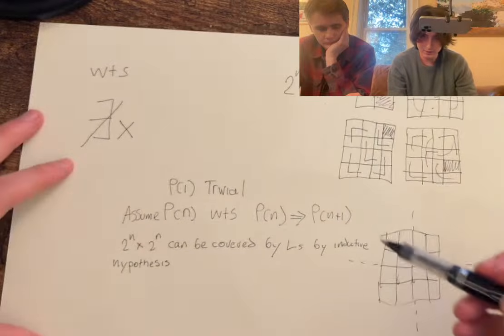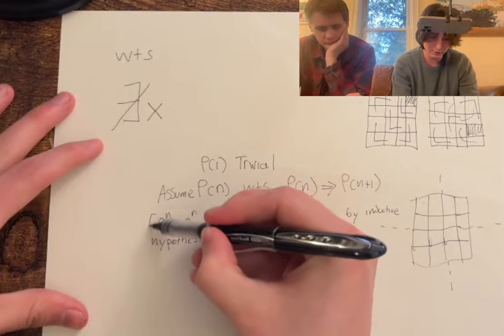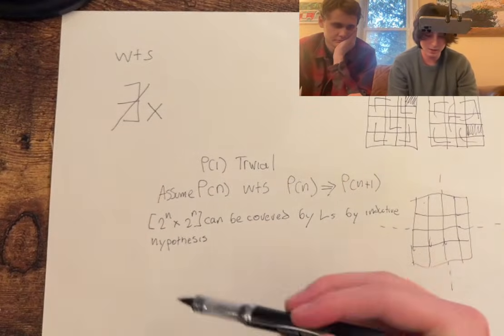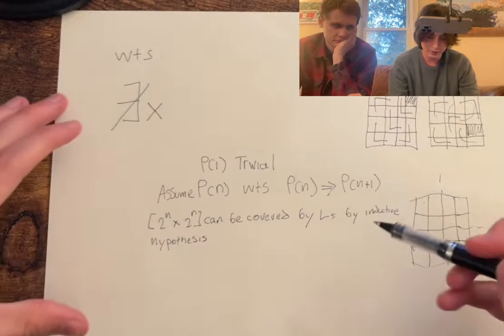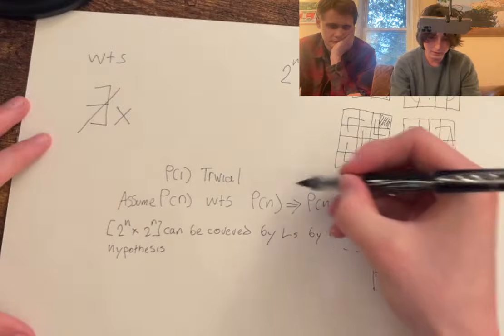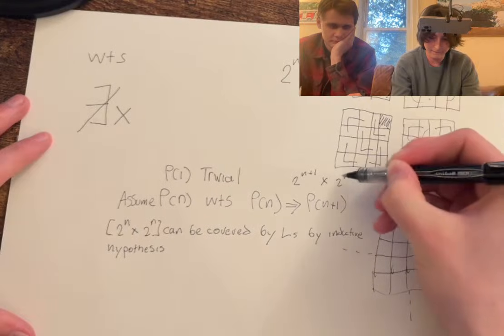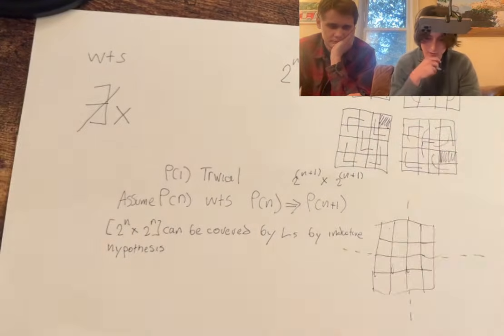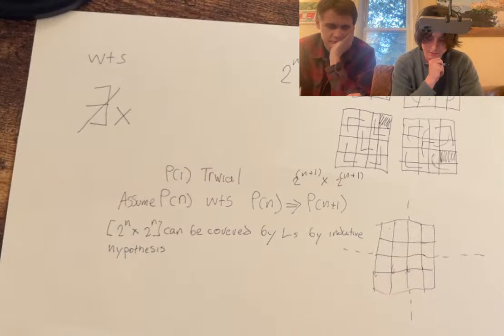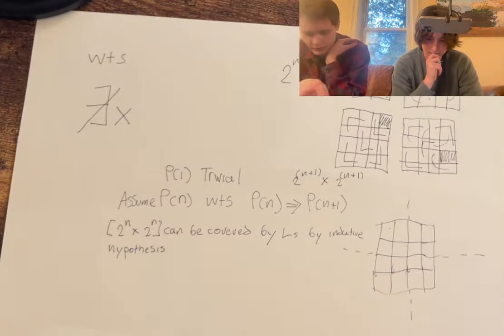And I feel like there's going to be some kind of algebraic rearrangement, because we've assumed this is true: 2 to the n can be spanned by L's. What we want to show is basically like 2 to the n plus 1 by 2 to the n plus 1 can be spanned. So just draw the square of 2 to the n and label the edges n, and then draw the larger square that contains it.